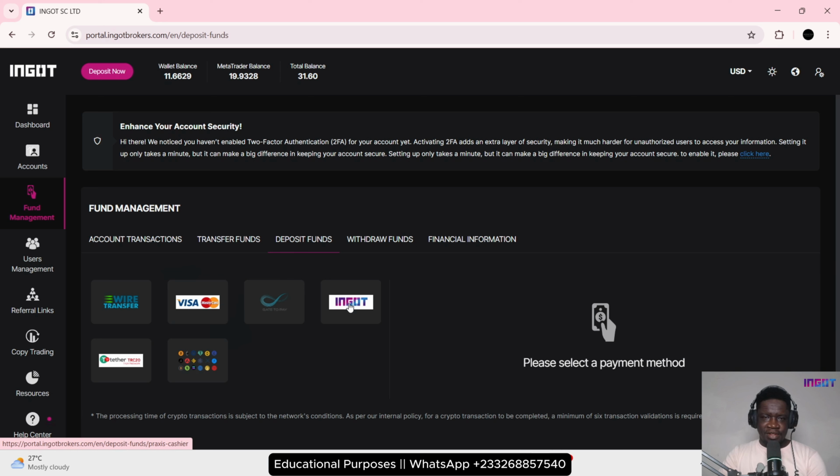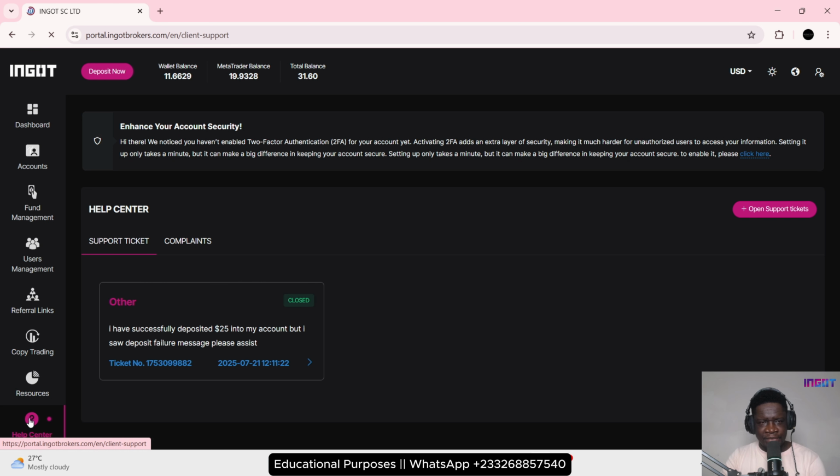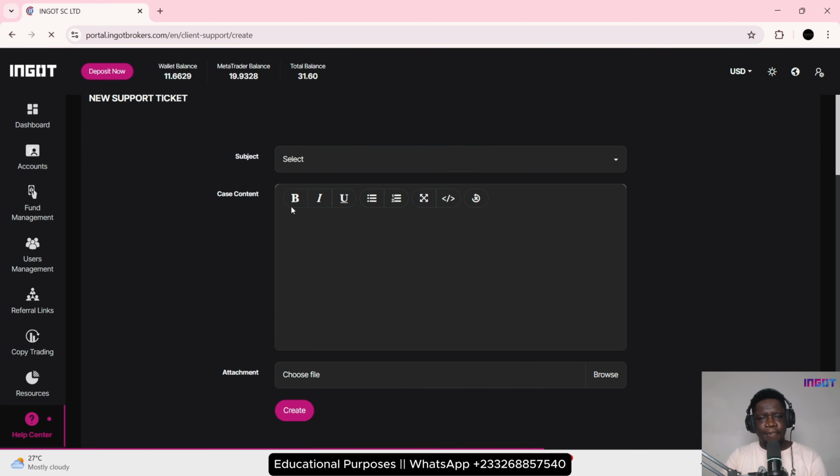Now, let's say you have any challenge with Ingots and you want to report it. You scroll down here to the Help Center, and there you see Open Tickets. You click on Open Support Tickets, and from there you type in a subject, say accounts, describe any problem, upload, and then you'll be sorted out.